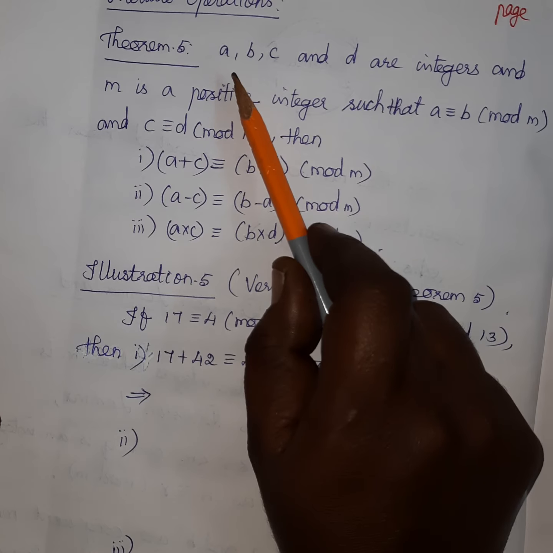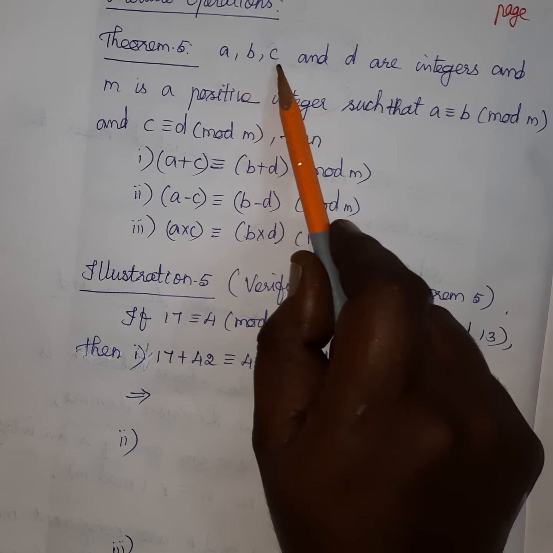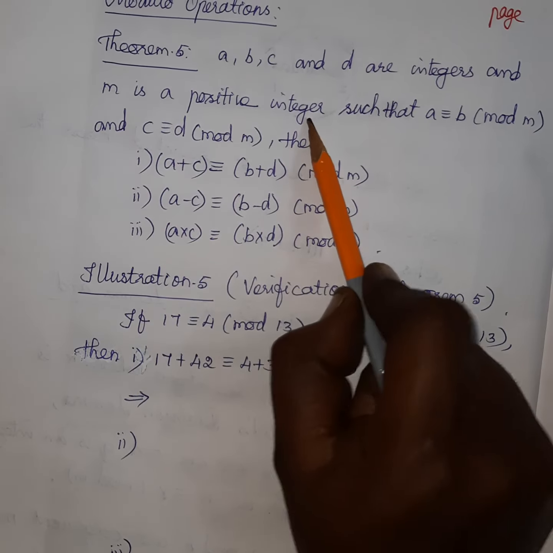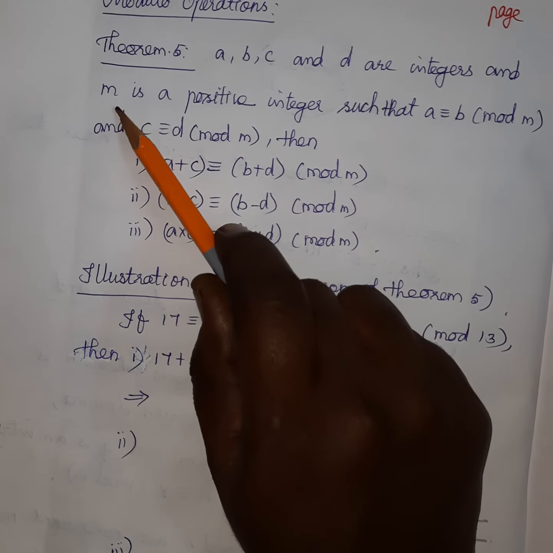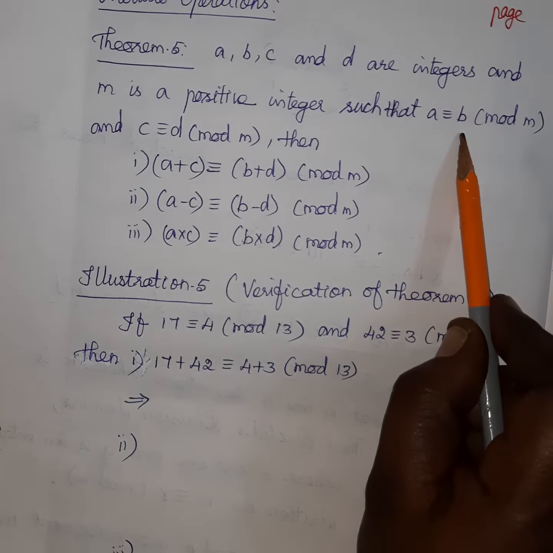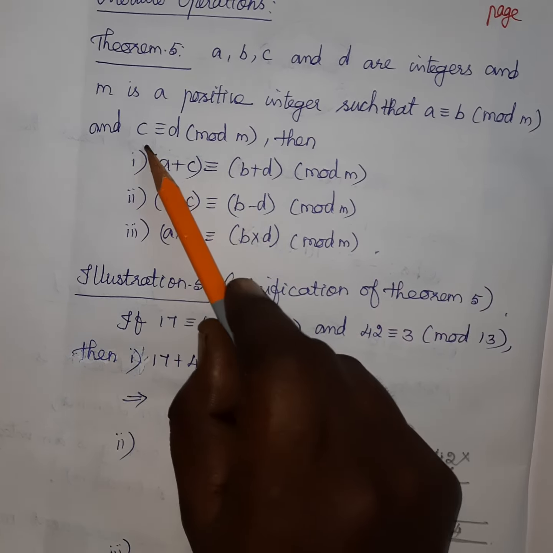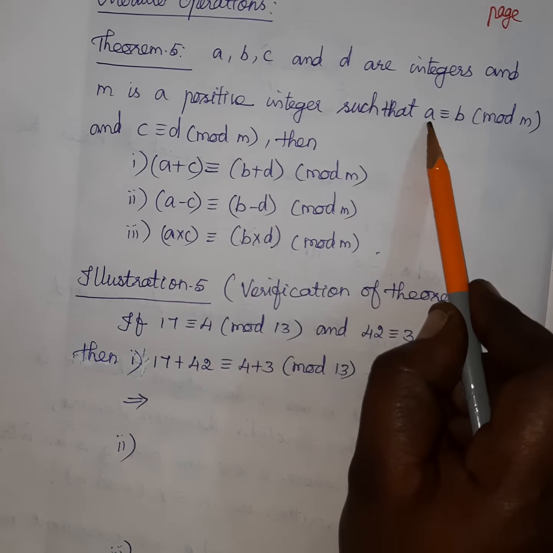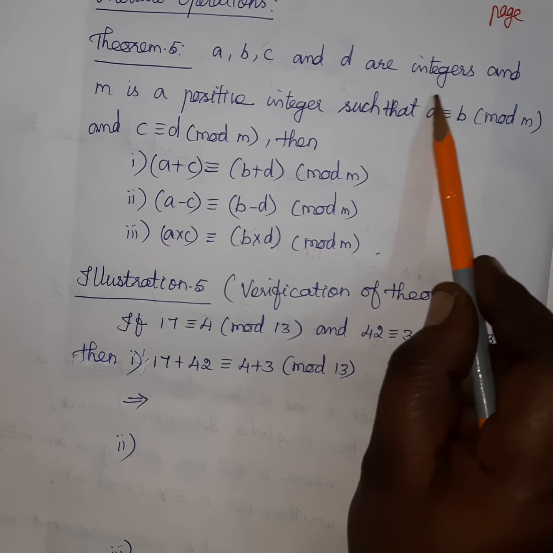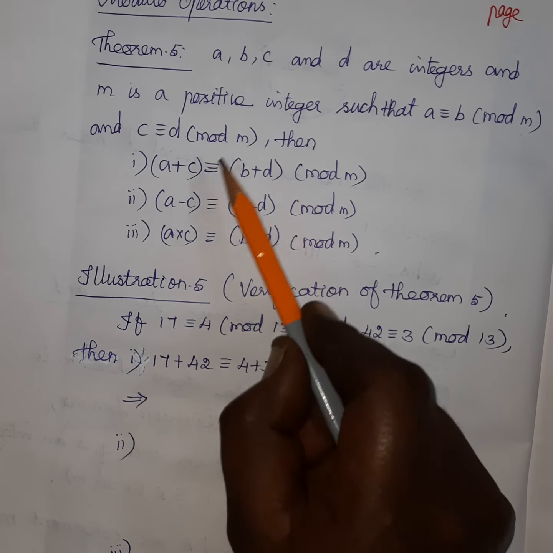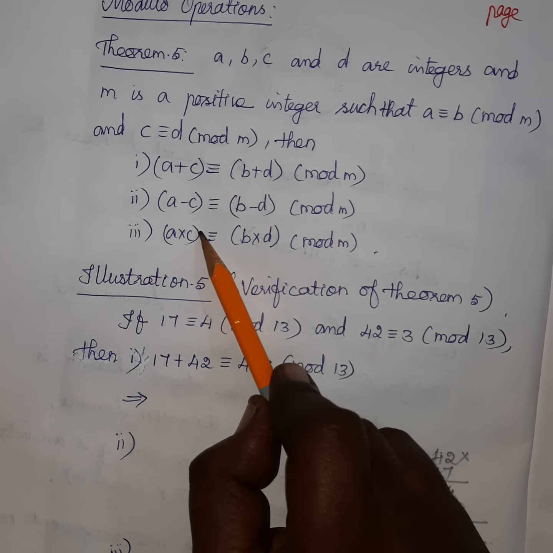We are choosing 4 different integers A, B, C and D. Also M is another positive integer. This we will choose for the modulo. These 4 are numbers such that A is congruent to B mod M and C is congruent to D mod M. If the 4 numbers are like this with this condition, then these 3 conditions will be satisfied.